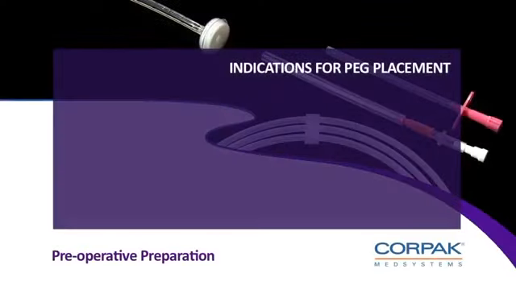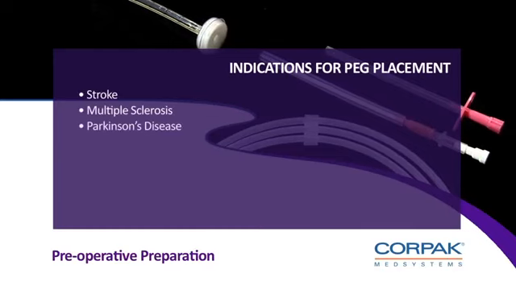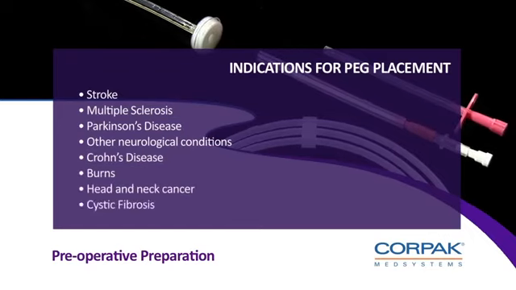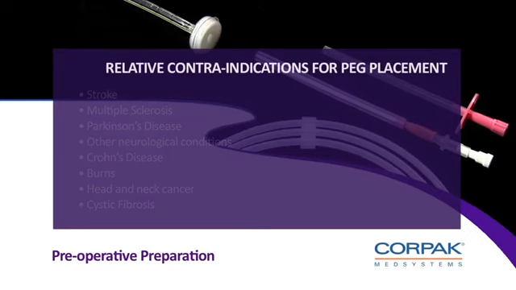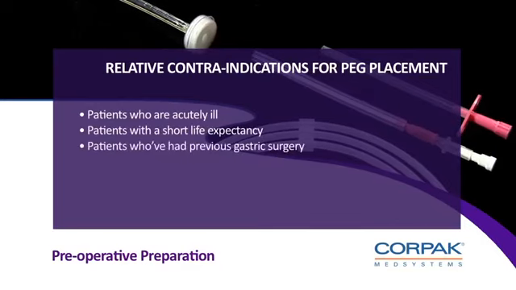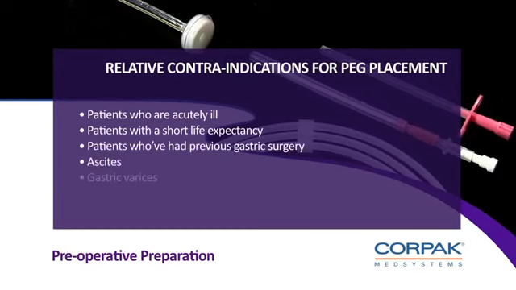Some of the indications for PEG are stroke, multiple sclerosis, Parkinson's disease, other neurological conditions, Crohn's disease, burns, head and neck cancer, and cystic fibrosis. And the relative contraindications for PEG are patients who are acutely ill, patients with a short life expectancy, patients who've had previous gastric surgery, ascites, and gastric varices.